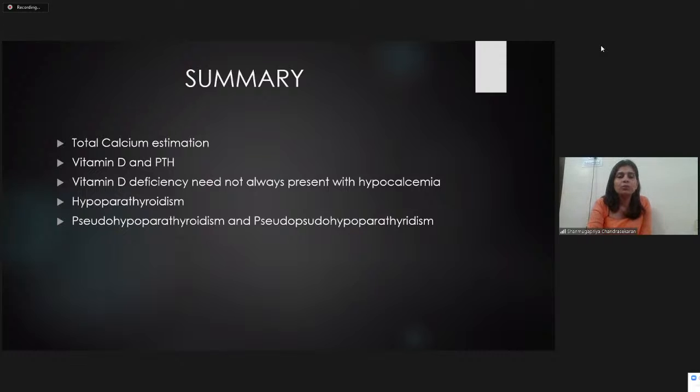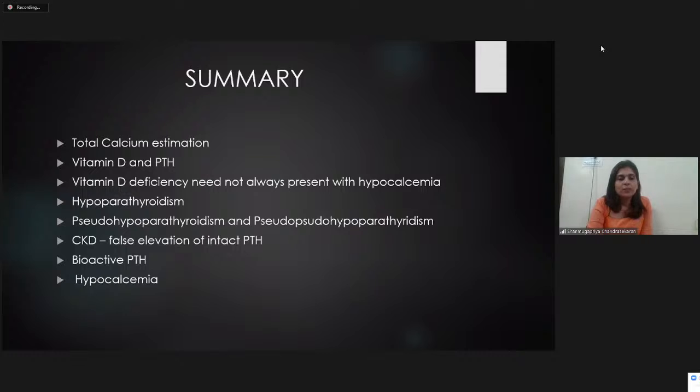The difference between the two conditions is that in pseudohypoparathyroidism, you find Albright's osteodystrophy, hypocalcemia, hyperphosphatemia, and high PTH. Whereas in pseudopseudohypoparathyroidism, it's only Albright's osteodystrophy. A person gets pseudohypoparathyroidism if the paternal allele is defective. A person gets pseudopseudohypoparathyroidism when the maternal allele is defective. And in chronic kidney disease, there can be false elevation of intact PTH. So bioactive PTH would be a better assay, but we don't have it right now in India.